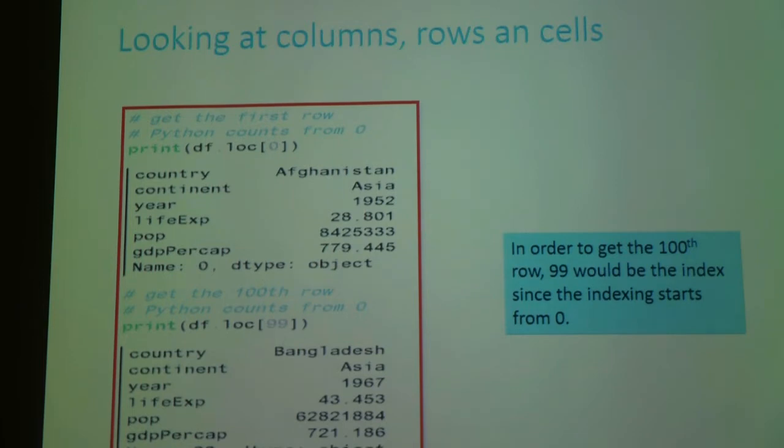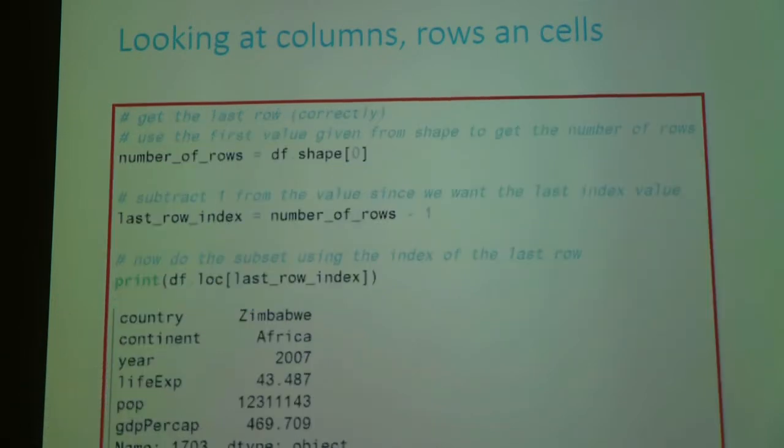So get the 100th row. Python counts from 0. So usually the shape will give you a tuple, right? A tuple has two elements: the first element is the row number, and the second one is the column number. So in here, what I'm getting is the first element of the tuple, the row number, and I'm saving it as the number of rows. Now I have an integer variable which has the number of rows.